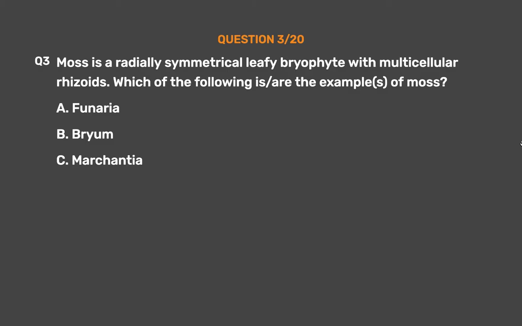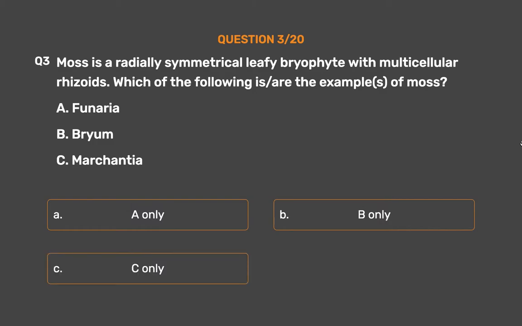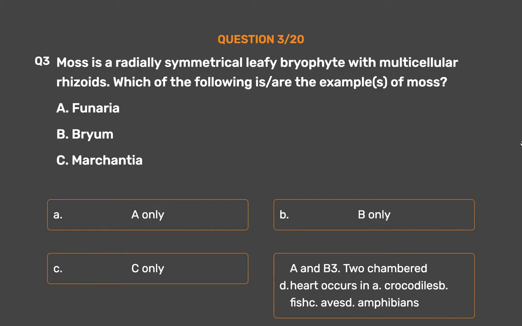Question number 3. Moss is a radially symmetrical leafy bryophyte with multicellular rhizoids. Which of the following is/are the examples of moss? A. Funaria. B. Bryum. C. Marchantia. Option A. A only. Option B. B only. Option C. C only. Option D. A and B. Three, two-chambered heart occurs in: A. Crocodiles. B. Fish. C. Aves. D. Amphibians.